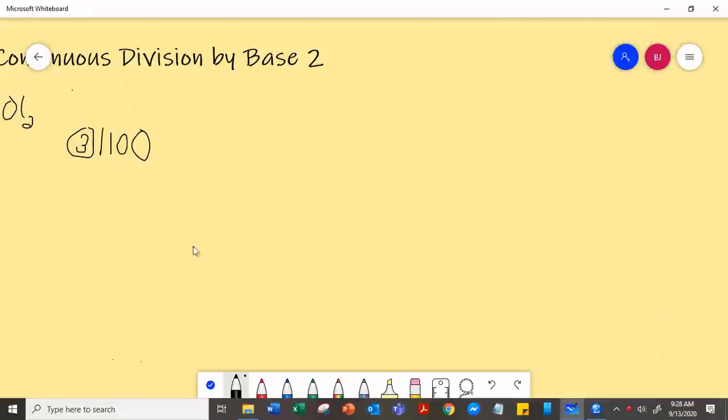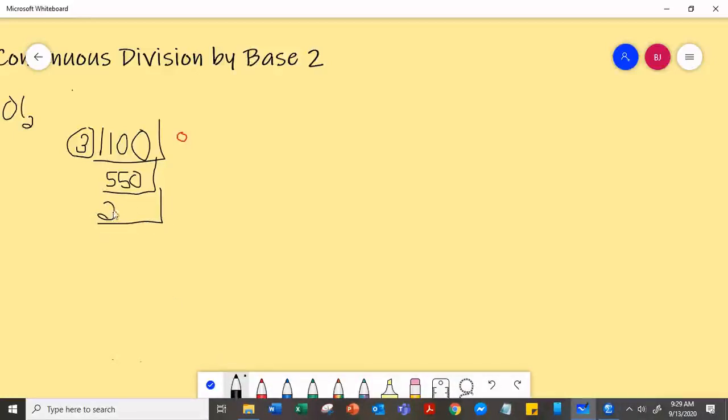So continuous division by 2. We'll do this a bit quicker. This is our 3rd example already. So we'll have 550 with a remainder of 0. 550 divided by 2 would be 275. Remainder 0. 275, so 137 rather, would have a remainder of 1.